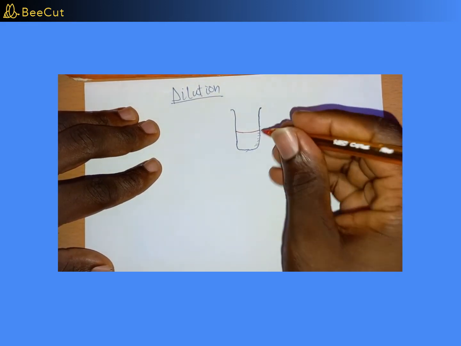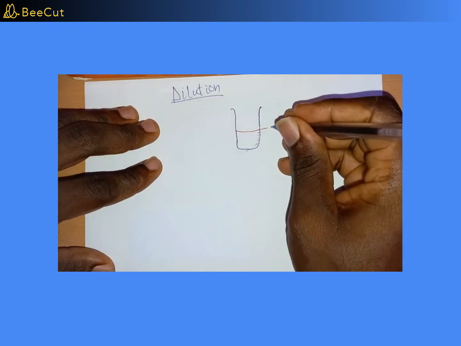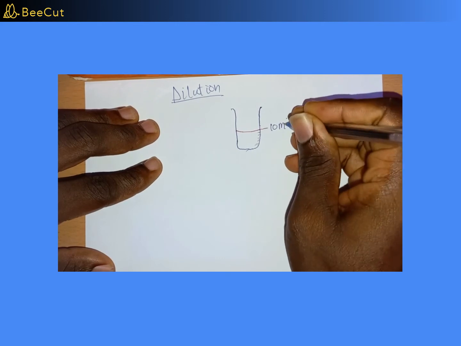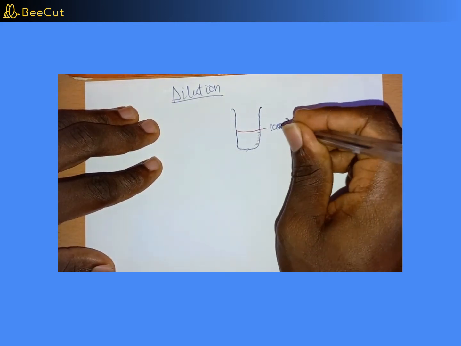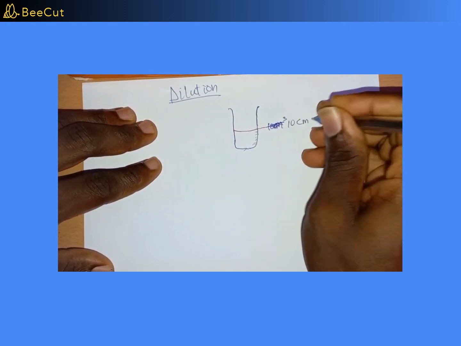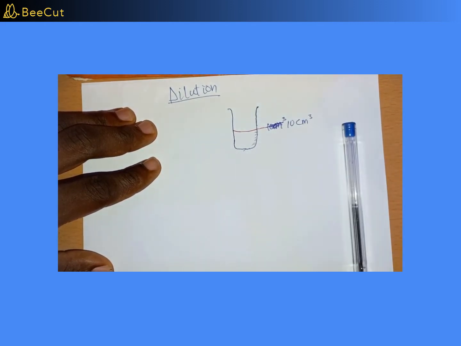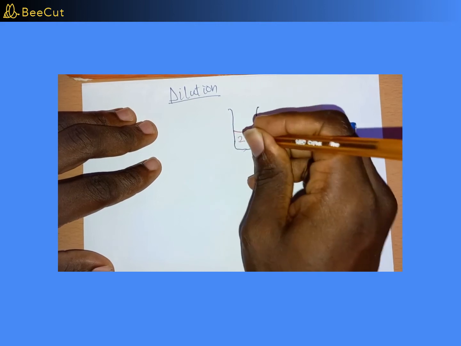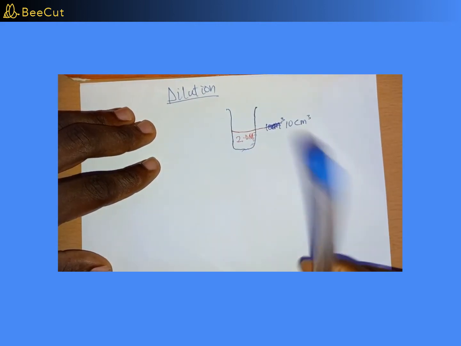Then we fill the measuring cylinder to a particular volume, say 10 centimeter cube. 10 centimeter cube. So this one is centimeter cube. So let me cancel it. 10 centimeter cube. The concentration here is 2.0 molar. That's our concentration.